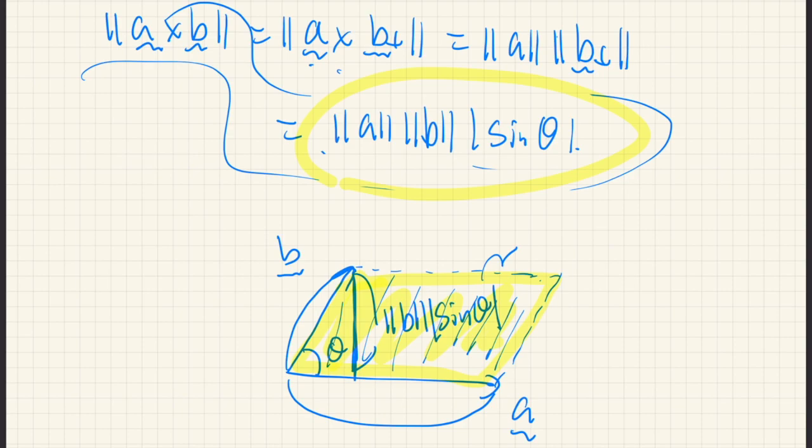So the geometric meaning of the vector product is this. If we have A and B, then the direction of A cross B is perpendicular to both A and B, and the length corresponds to the area of the parallelogram made by A and B.